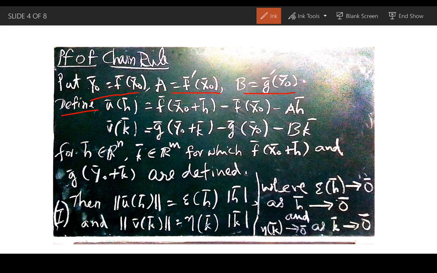Now you define u of h is equal to f of x naught plus h minus f of x naught minus Ah, and v of k is equal to g of y naught plus k minus g of y naught minus Bk. So what are these h and k? h in Rn, k in Rm, and if norm of h and norm of k are small enough, then x naught plus h will belong to E, y naught plus k will belong to U, and f of x naught plus h and g of y naught plus k both are defined.